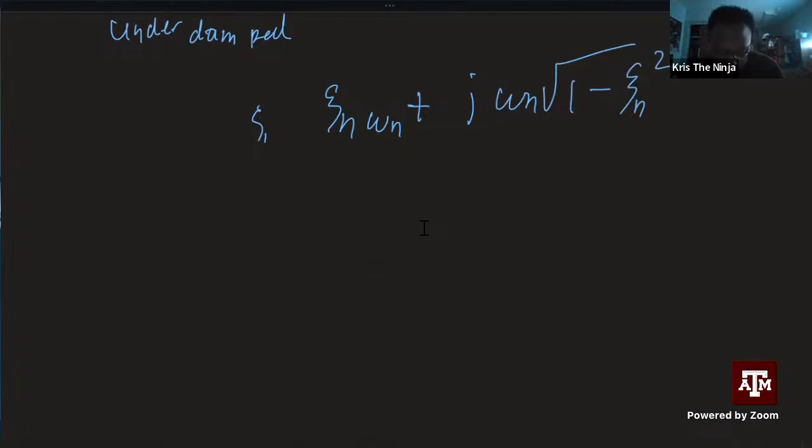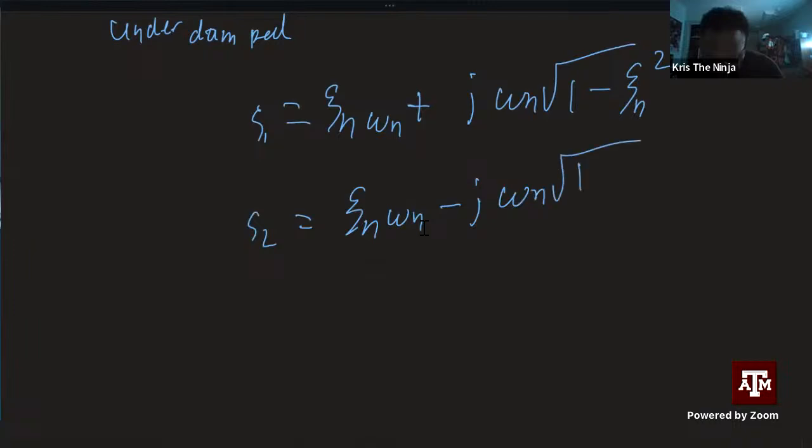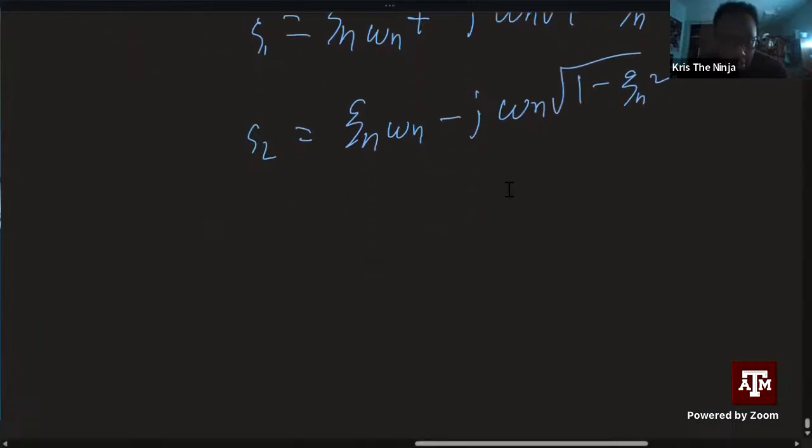Then you have S2, which is the same thing, except you have a minus sign. So you have negative zeta n omega n minus j omega n square root of 1 minus zeta n squared. Got it? All right.